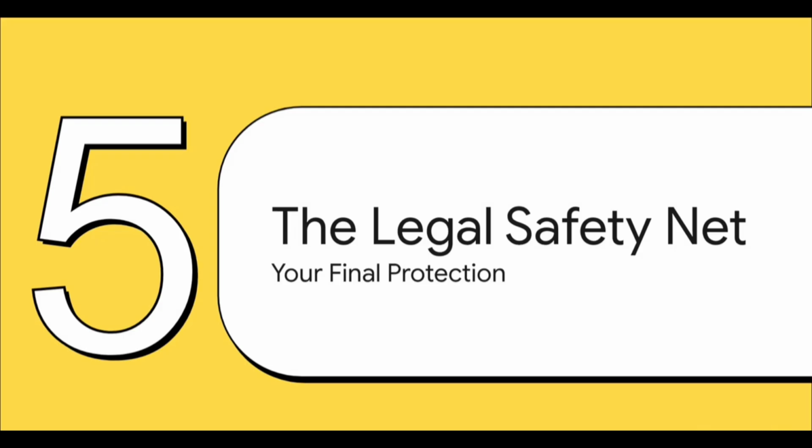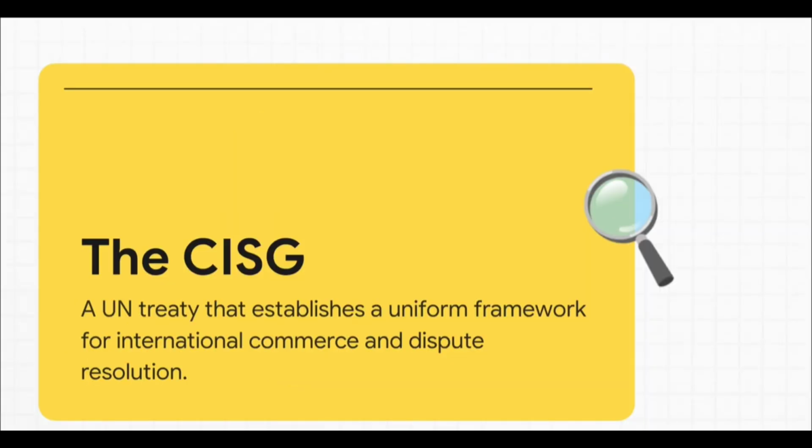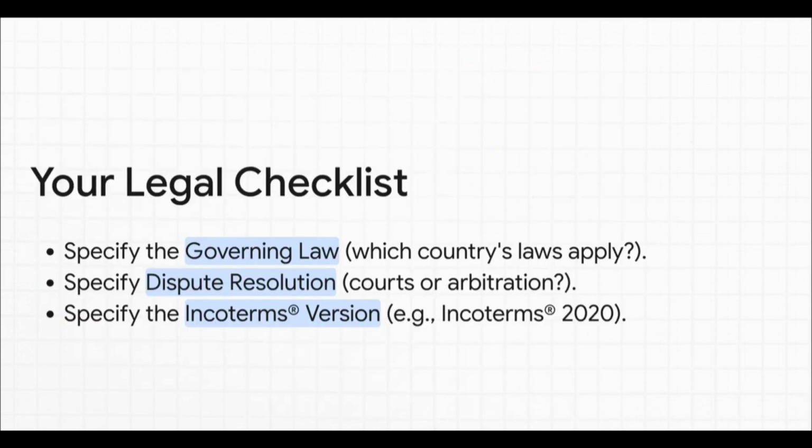So, finally, let's talk about the ultimate safety net. What happens if even with all this great planning, things still go completely off the rails? What law even applies to your deal? Well, for a huge number of international deals, the answer is something called the CISG. It's a UN treaty that basically acts as a standardized global rulebook for selling goods. Over 90 countries have signed on, so it creates a predictable, transparent legal framework that helps everyone play by the same rules.